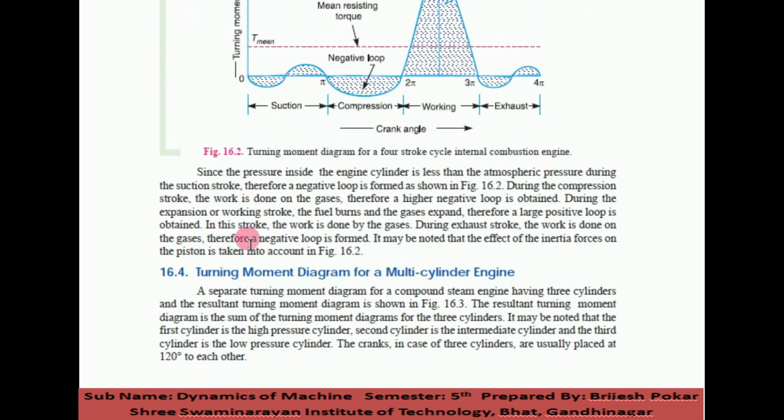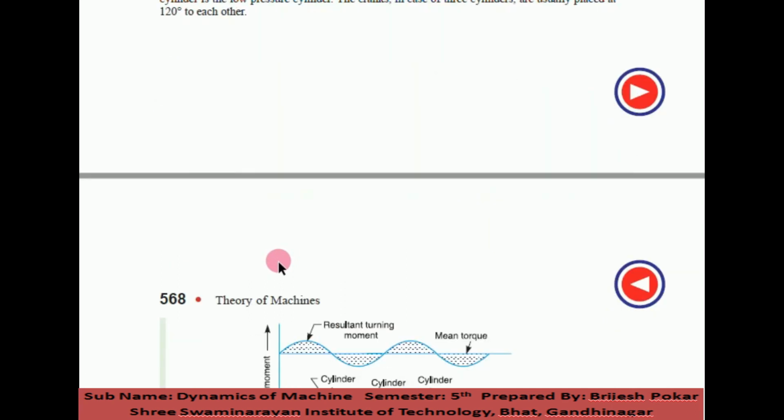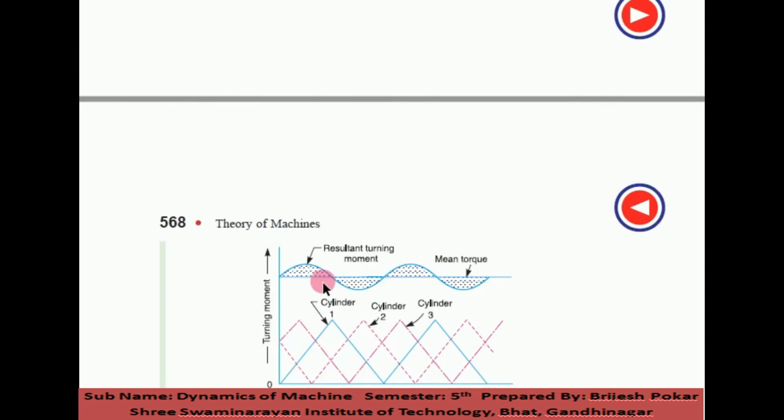All these things I have explained to you. Now the turning moment diagram for the multi-cylinder engine. Here you can see cylinder 1, the dotted line is cylinder 3, and the center line is cylinder 2. Here you can see the resultant turning moment diagram, and the mean torque can be applied like this. Further we will see in detail. Next is fluctuation of energy, which we will see in the next lecture.